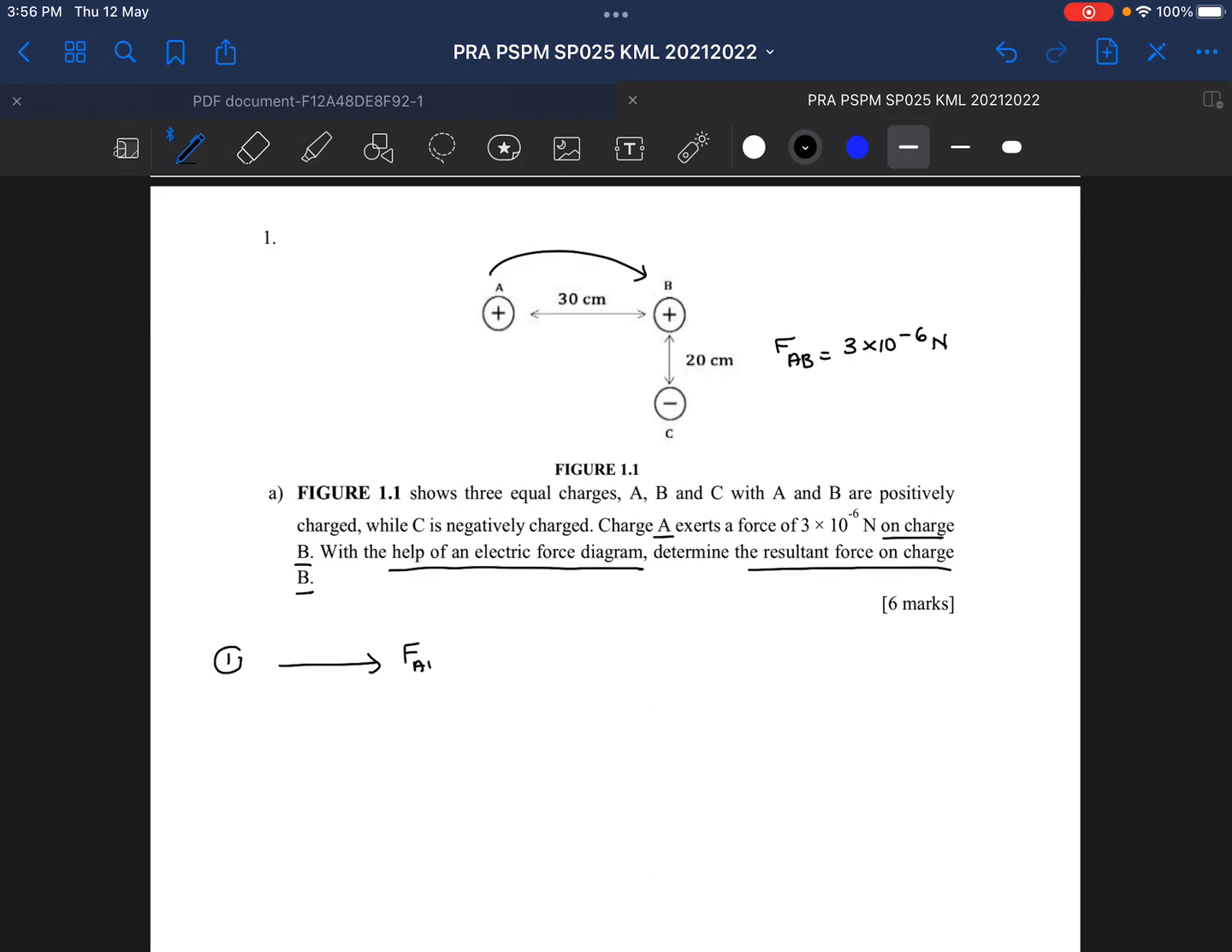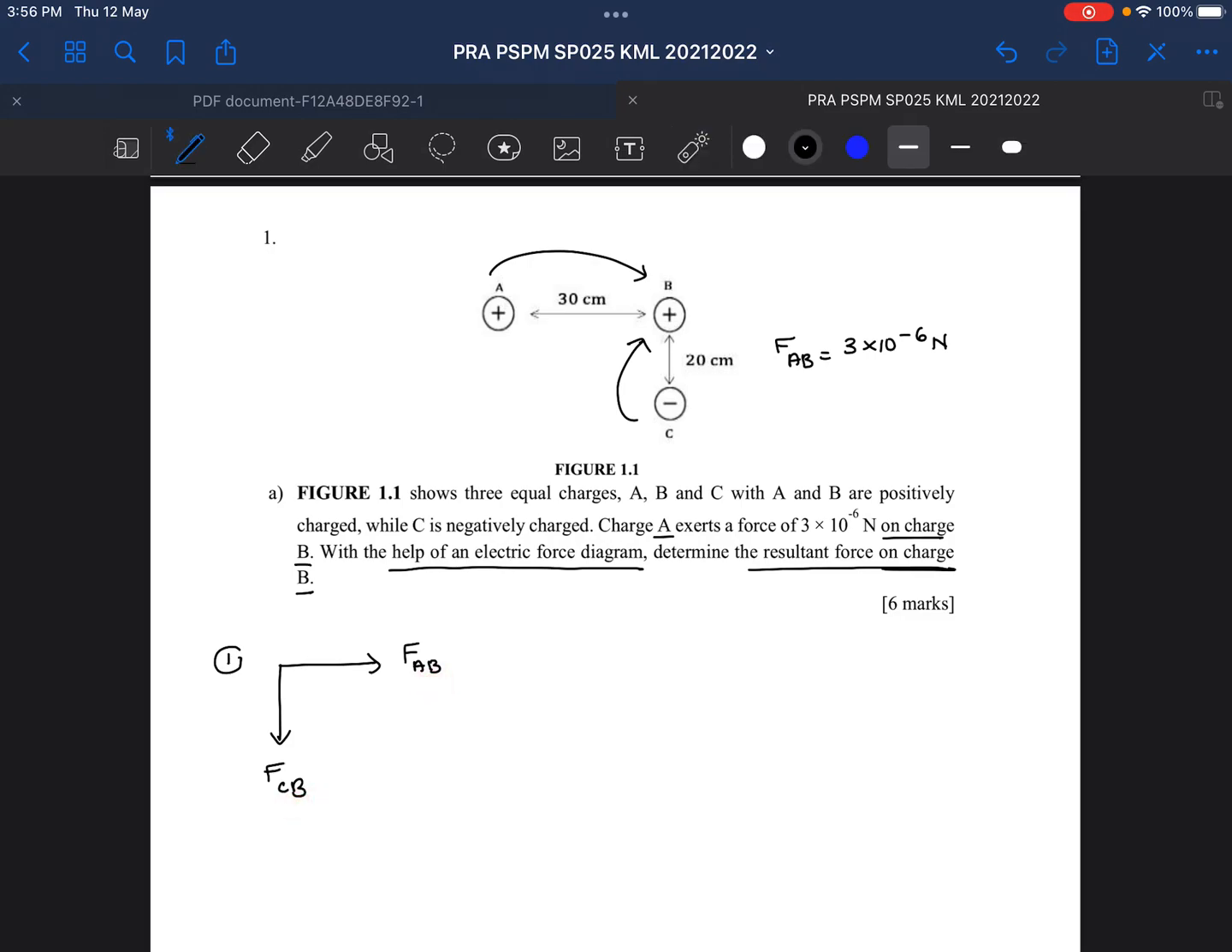Okay, how about this one? Antara positive and negative. So dia akan attract. So dia akan ke bawah lah. Ke bawah. So this one we label as C on B. Okay. So remember when we want to find the total force on charge apa-apa, yang on tu mesti kat belakang. This one contoh on B, so B tu yang kat belakang.